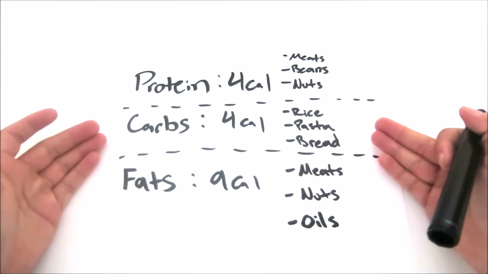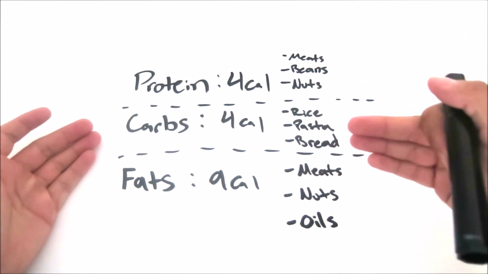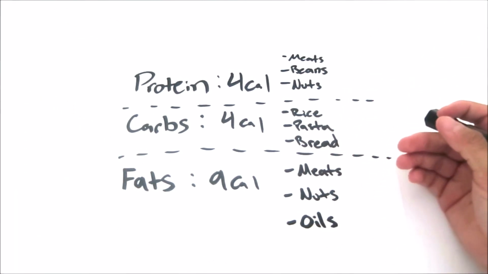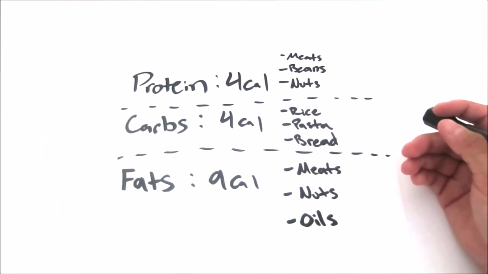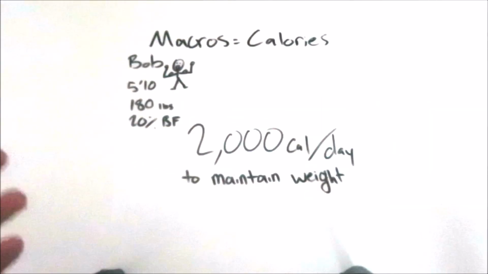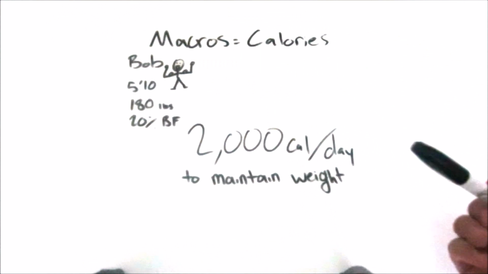Now that we know a little bit about each macronutrient and pretty much the purpose of them, we can talk about how to set your intake for each of these into your diet plan. Okay, so in order to get started, we gotta throw out a few examples. For example, we're gonna use my buddy Bob here.